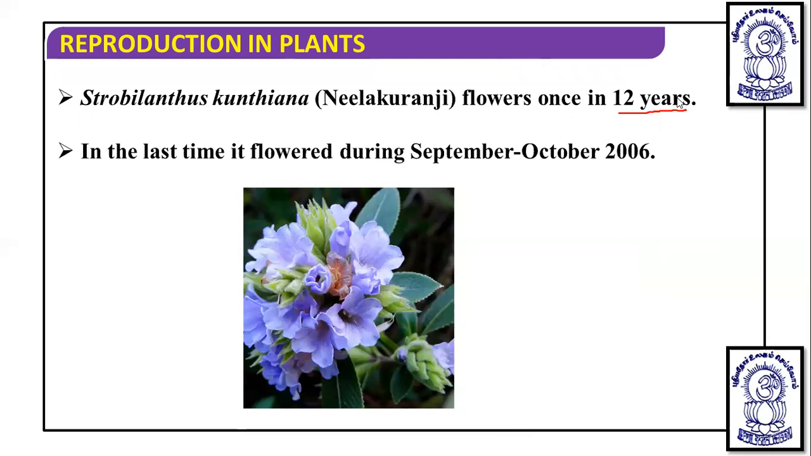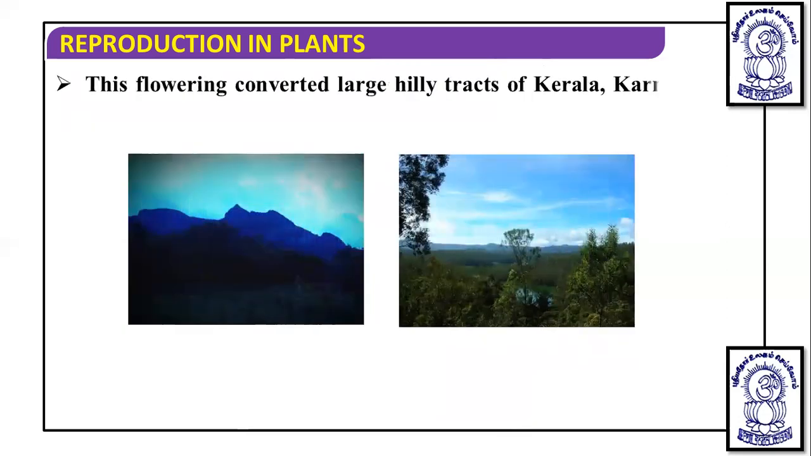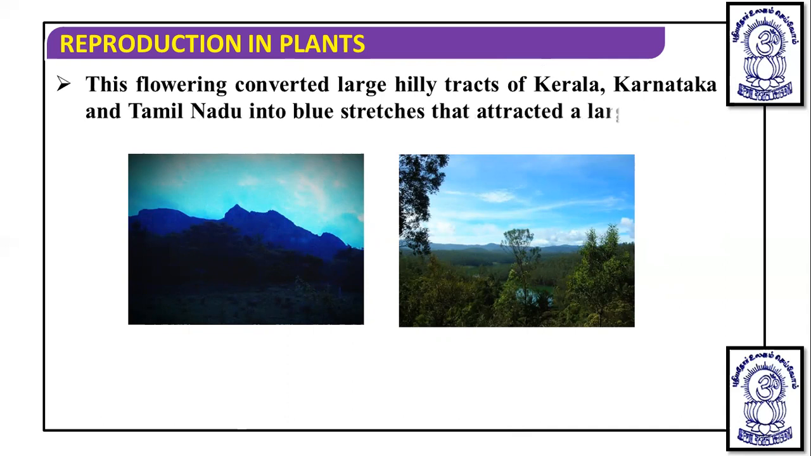Dear students, it is an NCERT data. Now after 2006, in 2018 also this flowering has occurred. Okay, but it is NCERT data which was not changed, so it is written last time as September October 2006. Now this flowering converted large hilly tracts of Kerala, Karnataka, and Tamil Nadu into blue stretches that attracted a large number of tourists. So it is found in the hilly areas of these particular states, and the names of the states you should also remember. Sometimes you get it in a question.